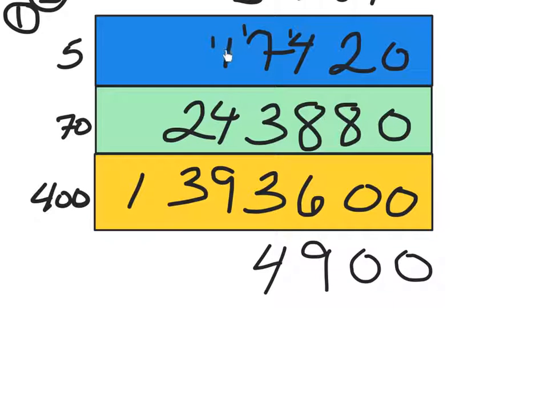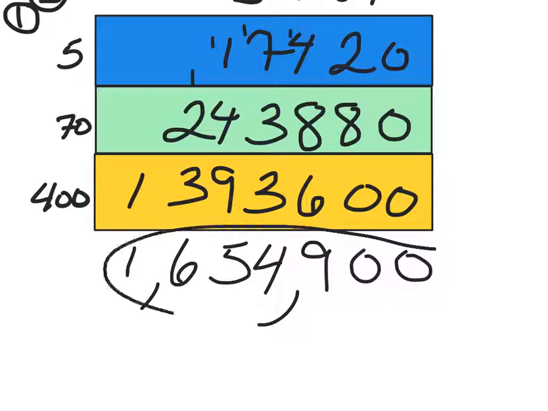I got 1 plus 1 is 2. Plus this 4 is going to give me 6. Plus 9 is going to give me 15. I'm going to drop the 5, carry that 1, and move on over. I've got 1 plus 2 is 3. Plus another 3 is 6. Drop that 6. And then I just got to drop the 1. And look at that. Lo and behold, I am all done. And there is your answer. 1,654,900. Oh my goodness, I love it.